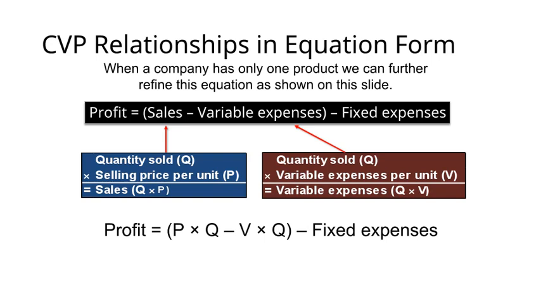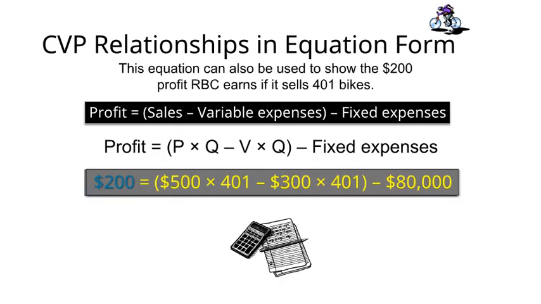Let's see how we do this. Part 1, we begin by gathering the information for the variables in the equation. Part 2, we have now entered all the known amounts into the equation and solved for the unknown profit. Part 3, as you can see, our net operating income or profit is once again determined to be $200.